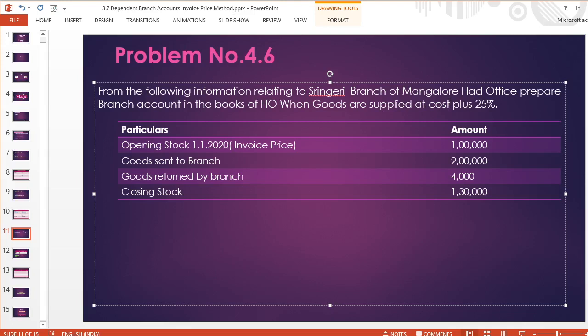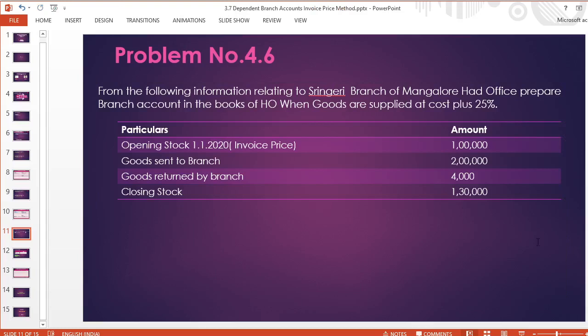But here, cost plus 25%. So remember, it indicates that the goods are supplied to branch at invoice price. So it's invoice price, 100 plus 25%, so total 125% is the invoice price. So let us see the opening stock at invoice price 1 lakh, goods sent to branch at invoice price 2 lakh, goods returned by branch 4,000, closing stock 1 lakh 30,000. On these things we should find out the loading charges for this particular problem.